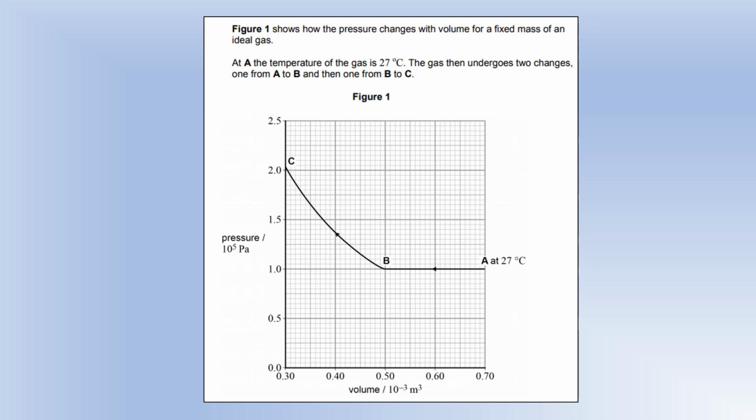So we've got a diagram showing how pressure changes with volume for a fixed mass of ideal gas, which means we've got a fixed number of moles of gas. The temperature of the gas is 27 degrees at A, and we've got two changes from A to B, which is constant pressure, and then from B to C.